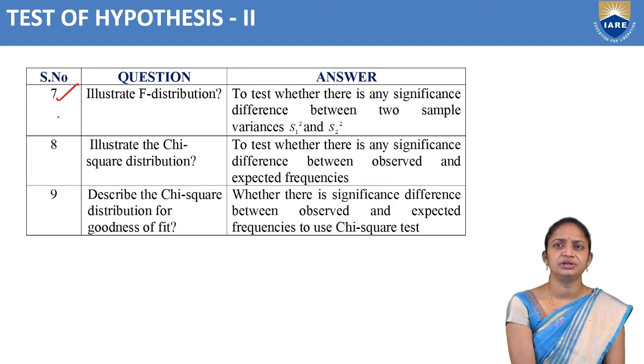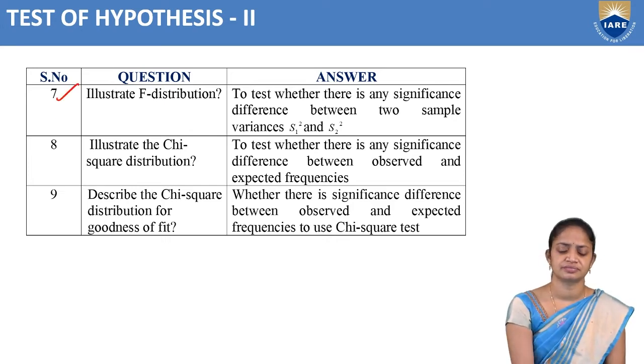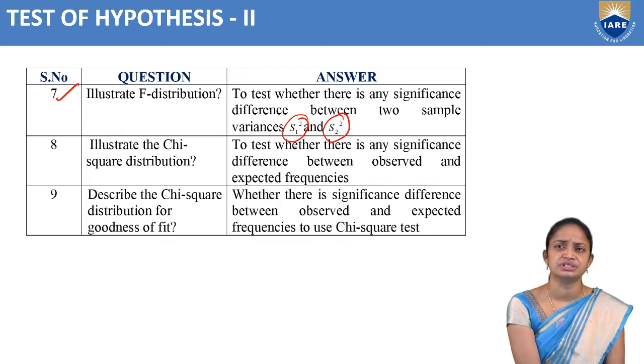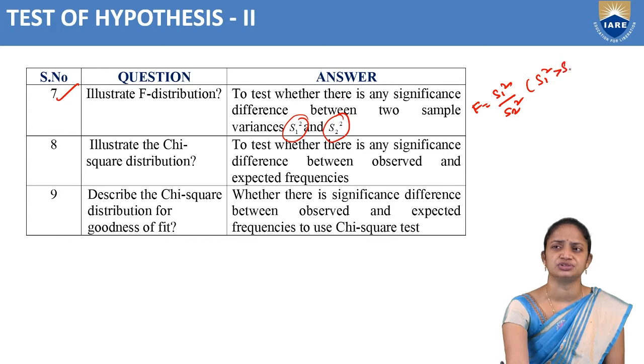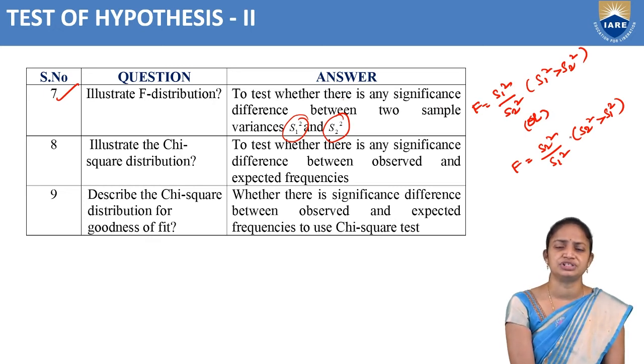Next definition. Illustrate F distribution. To test whether there is any significant difference between two sample variances s1 square and s2 square, we have to use F distribution. Here F equal to s1 square divided by s2 square, where s1 square is greater than s2 square, or F equal to s2 square divided by s1 square, where s2 square is greater than s1 square. So this is the formula for F distribution.